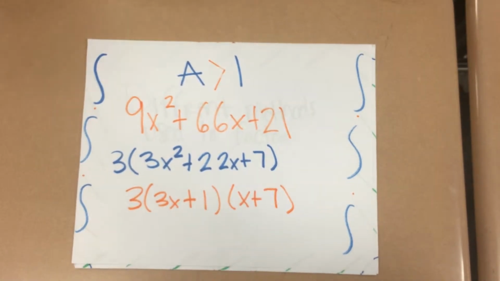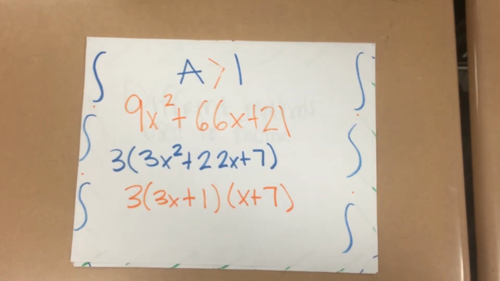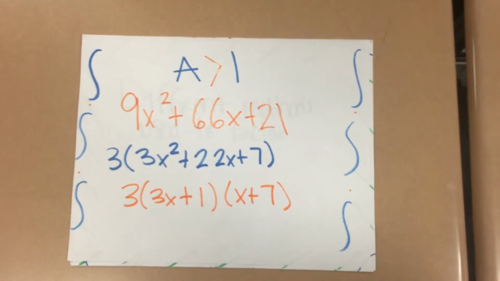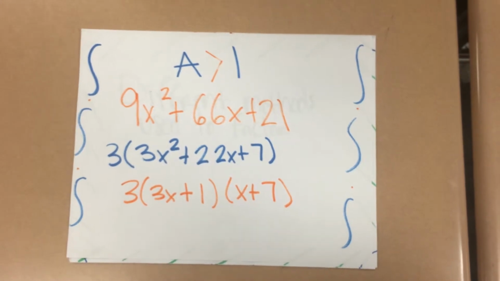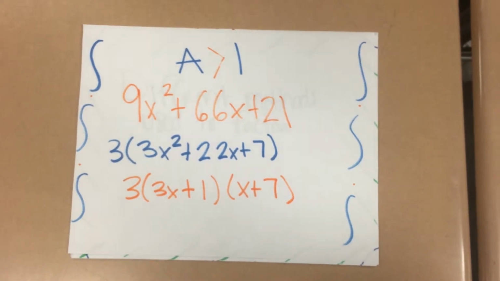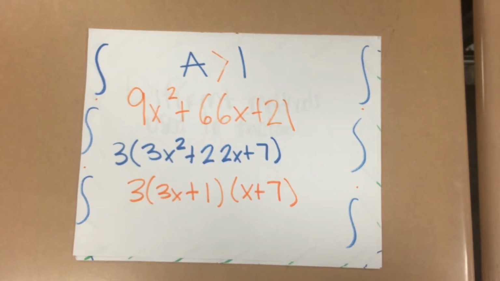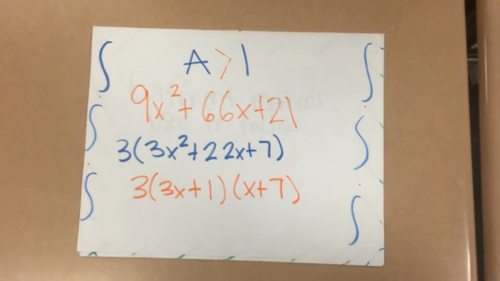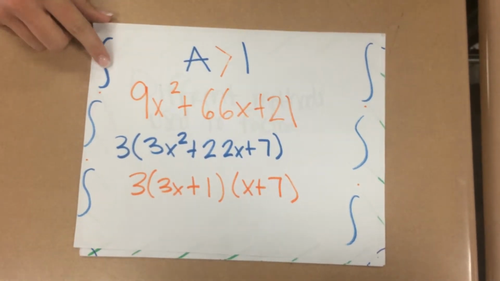In equations where a is greater than 1, one example is 9x squared plus 66x plus 21. Take out a GCF of 3, which leaves in parentheses 3x squared plus 22x plus 7. You factor the parentheses down to make 3 on the outside, in parentheses 3x plus 1, and in another parenthesis x plus 7.